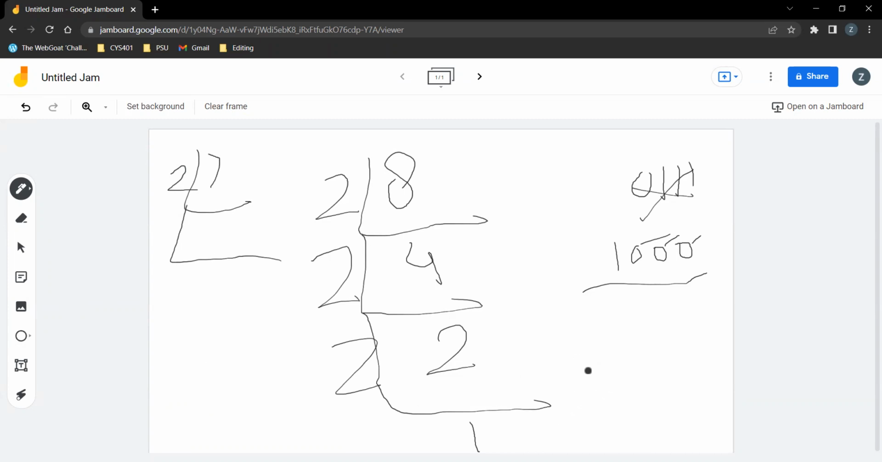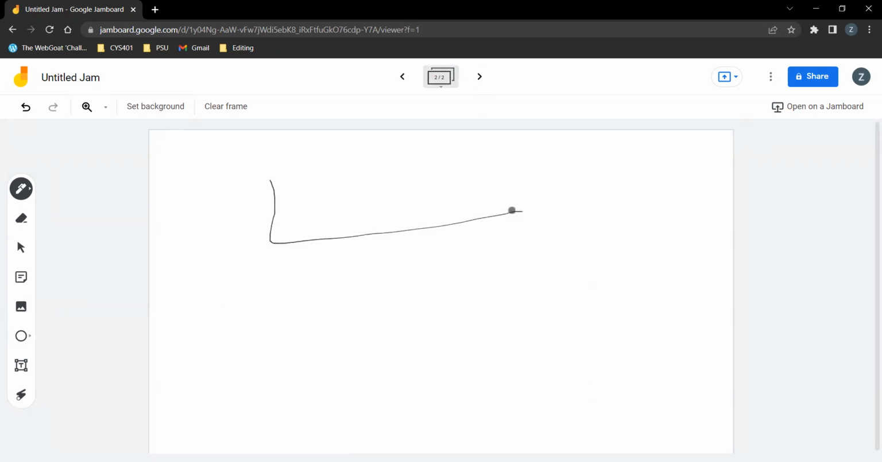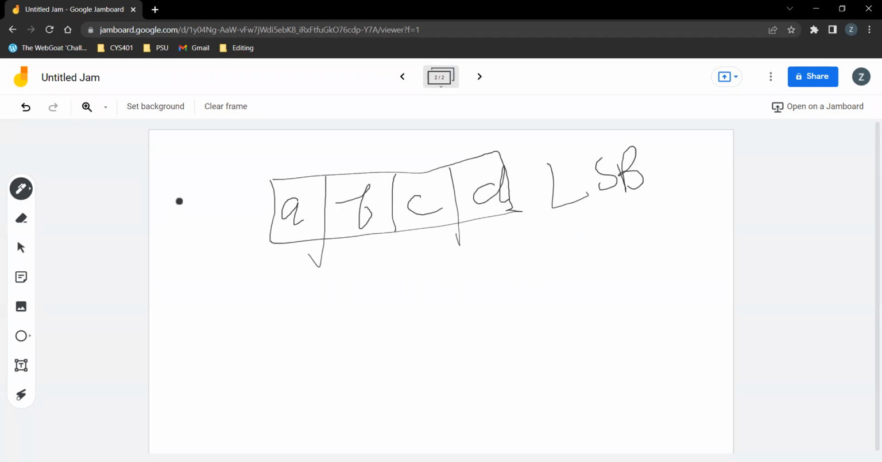Look here. In 4 bits, we say BCD. Let me tell you, BCD is like this. For example, it is A, B, C, D. We start from the LSB, the least significant bit. This is the MSB, the most significant bit. So what we do, we try to realize a given number in this.